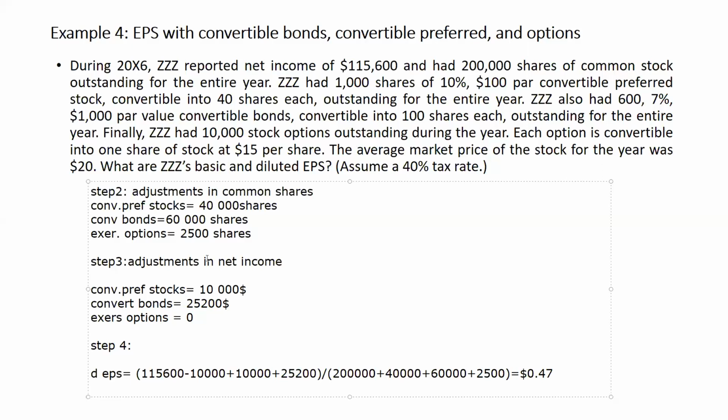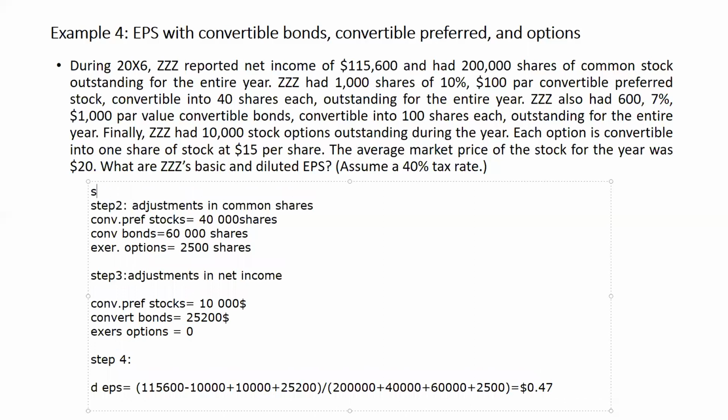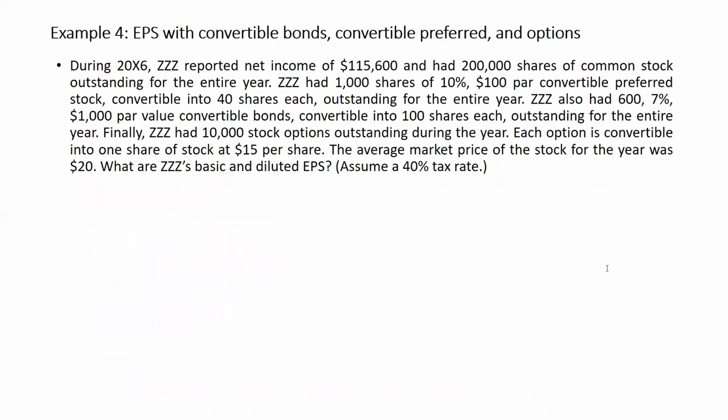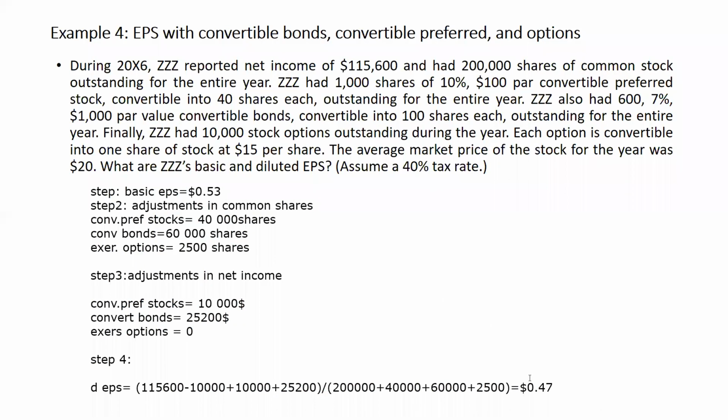So now I can compare with my basic EPS. Let me go back to step number 1 as well, so that you can make some comparison. My basic EPS is equal to 0.53, if I'm not mistaken. Yes. Now I can make a comparison: 0.47, 0.53. So all my securities are dilutive. My diluted EPS is 0.47, which means that my EPS is going down.